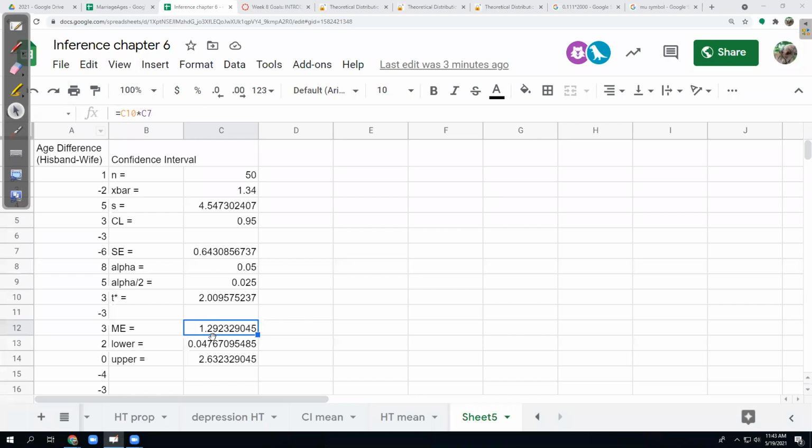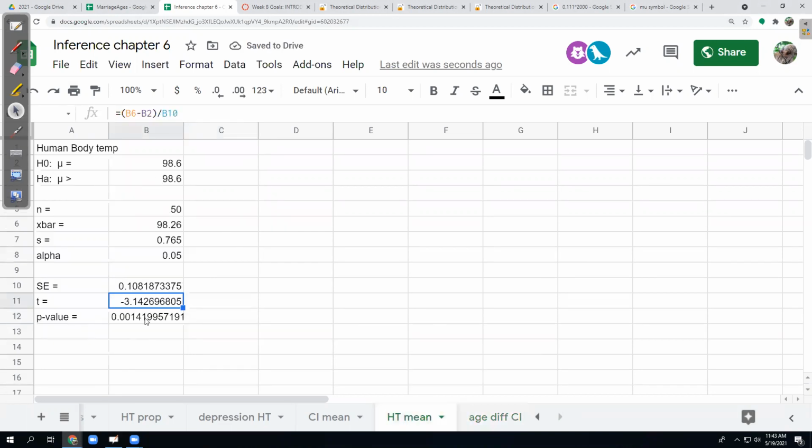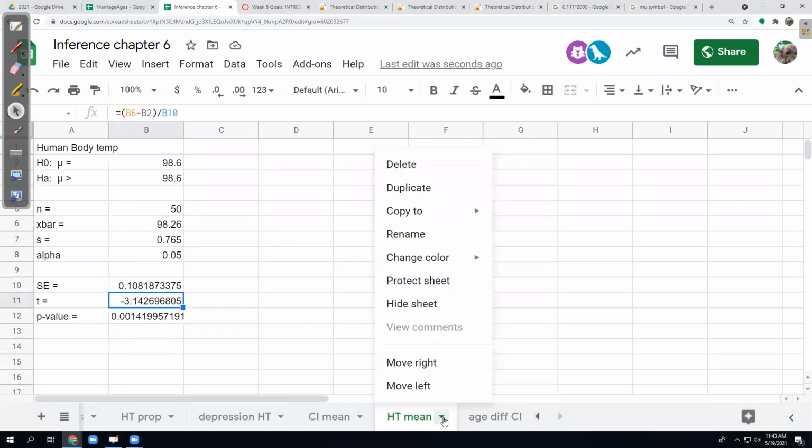So that was the confidence interval part there. Let's do the diff confidence interval. We can use the hypothesis test for a mean sheet here to come up with the hypothesis test information. So I'm just going to make a copy of that. Duplicate.